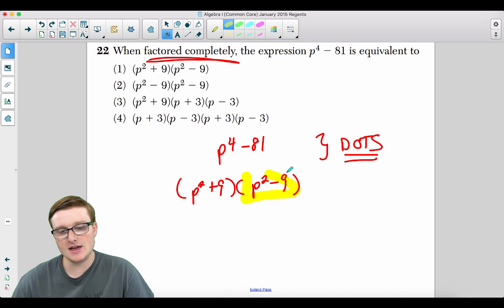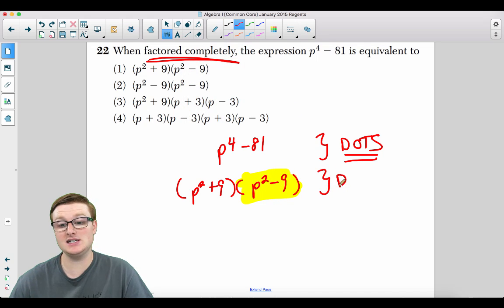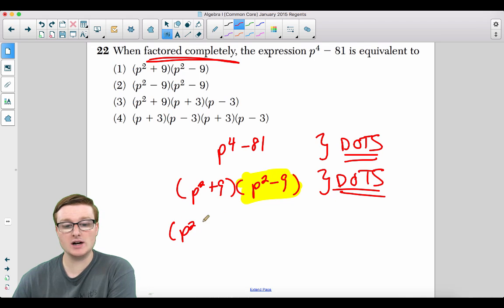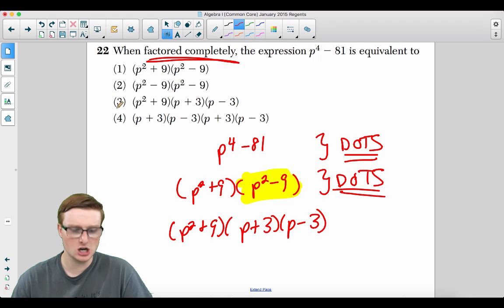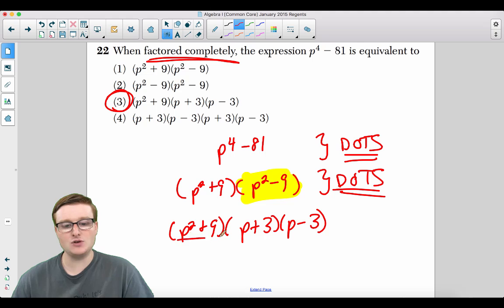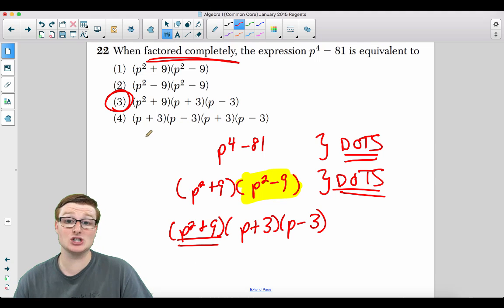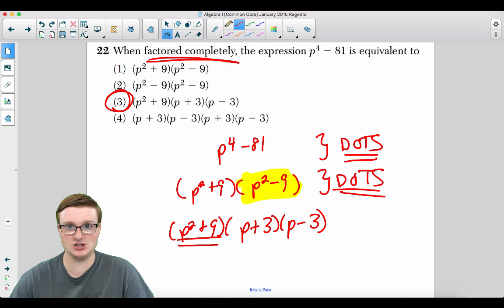This thing right here, that p squared minus 9, can be factored again by the difference of 2 perfect squares. That's dots again. So we get p squared plus 9 followed by p plus 3, p minus 3. And that is going to be choice 3. If you try to factor p squared plus 9 by dots and you got choice 4 as the trick answer, that is wrong, because you cannot factor this by dots, as that is an addition sign, not a subtraction sign.